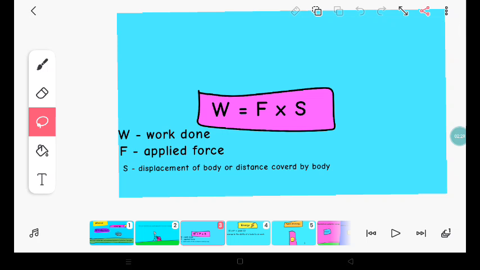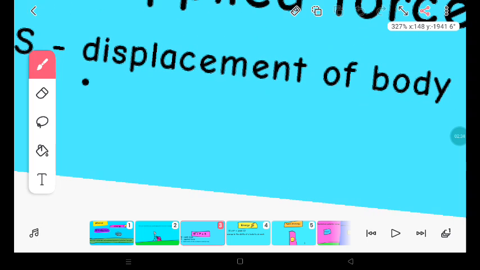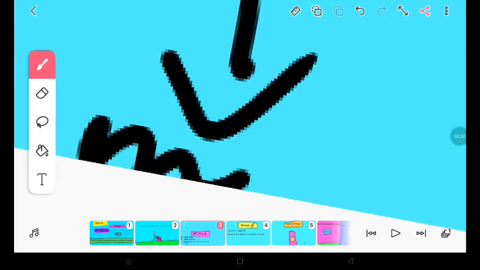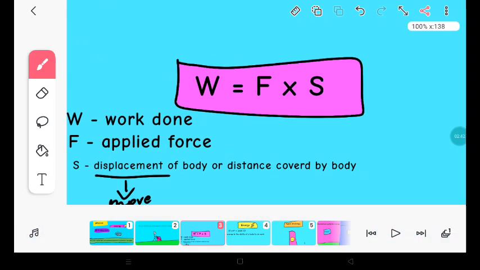Work is equal to F multiplied by S. W is work done, F is applied force, and S is displacement of body or distance covered by body. And as I said, displacement means movement, but I'm just gonna write move here.